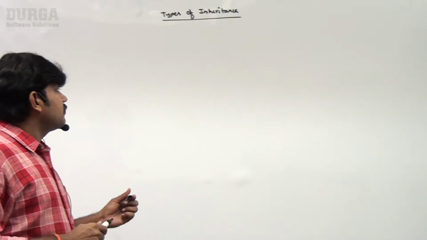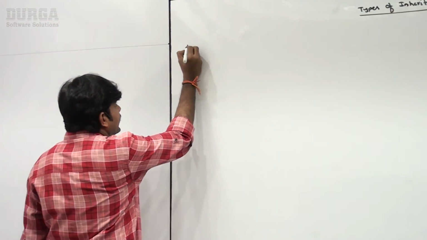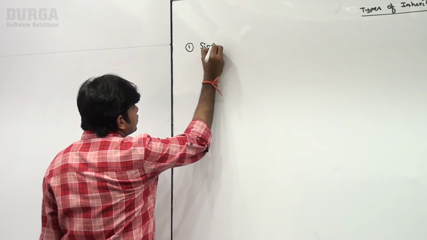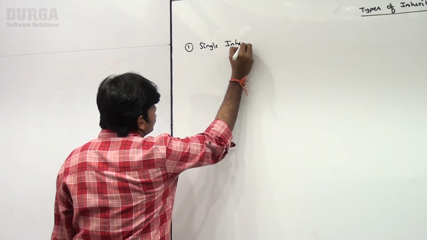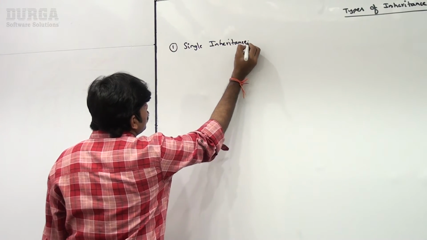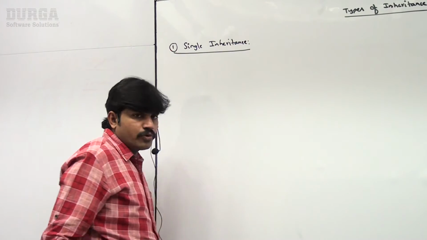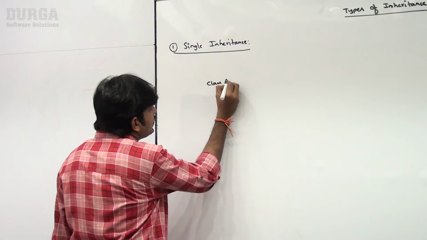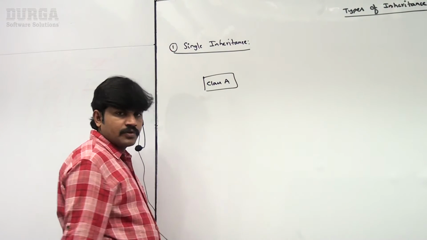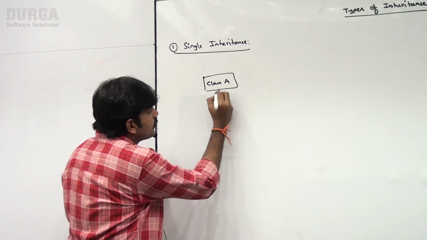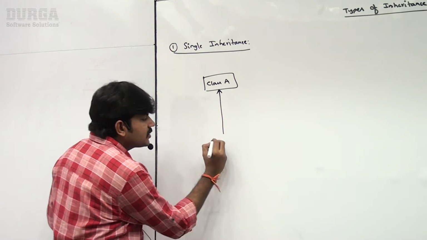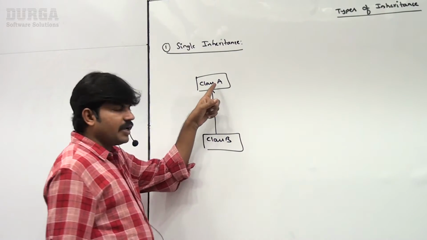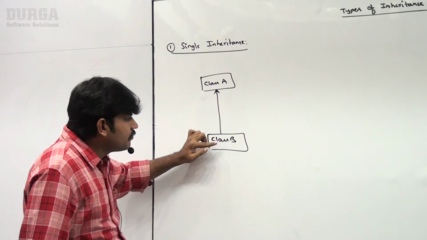So the first, simplest type of inheritance is single inheritance. Are you getting right? What is the meaning of single inheritance? Suppose I have class A, sir. I want to extend this class A with class B. Observe that carefully, sir. Class A extended by class B.